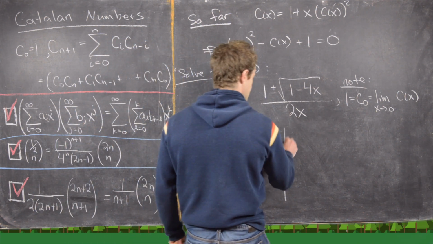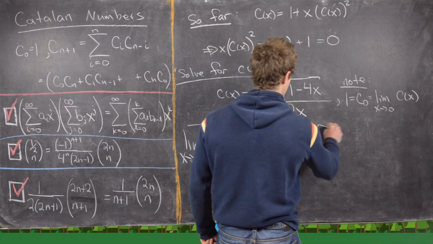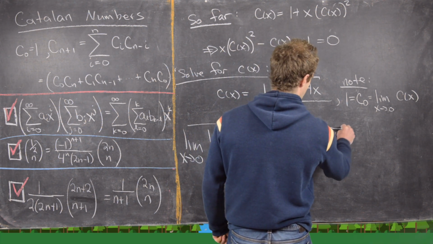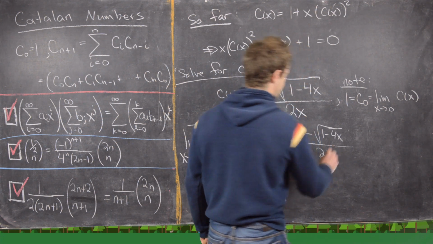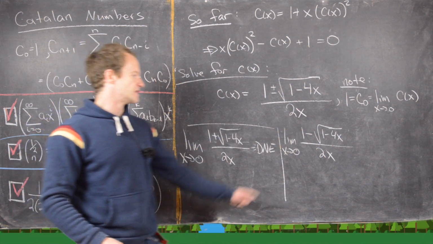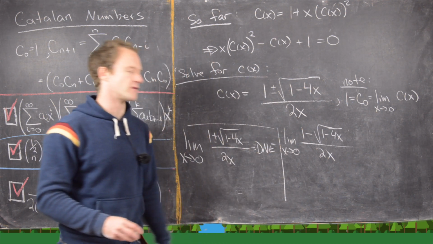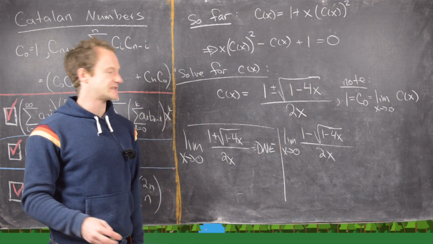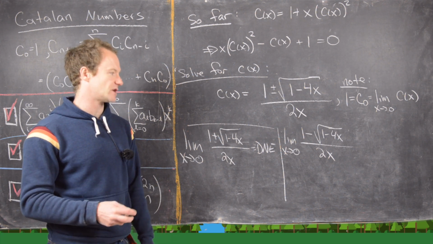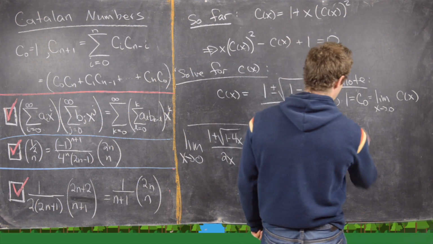So let's go ahead and do the limit as x goes to 0 of 1 minus the square root of 1 minus 4x over 2x. But now notice we have an indeterminate form, so if we plug x equals 0 into this, we'll get 1 minus 1 over 0, but that's an indeterminate form. We could use L'Hopital's rule, but let's do it a different way. Let's maybe multiply by the radical conjugate.